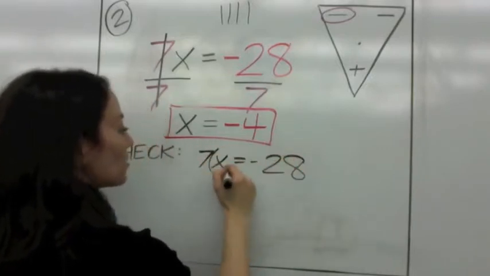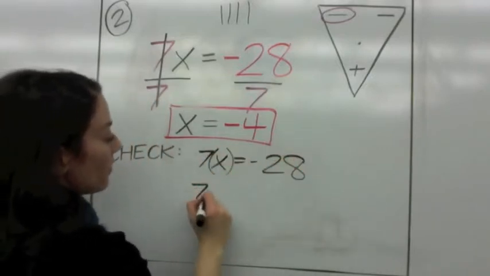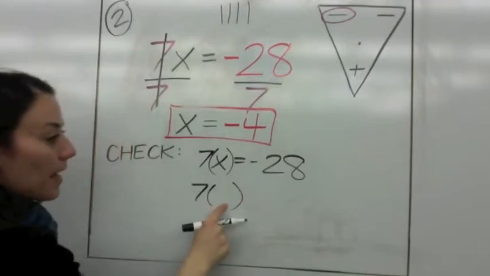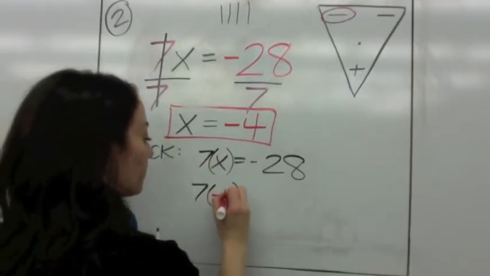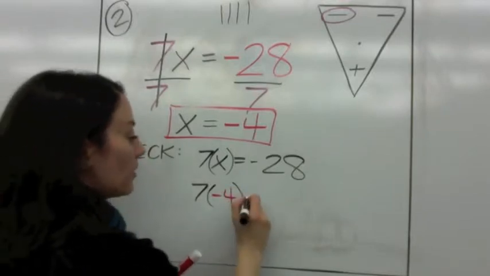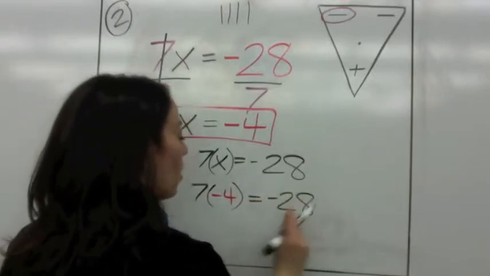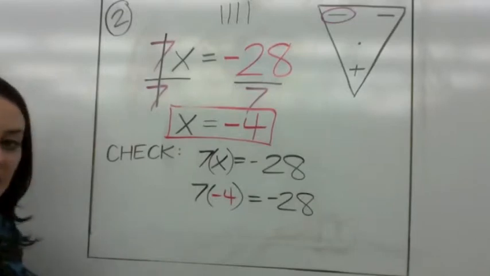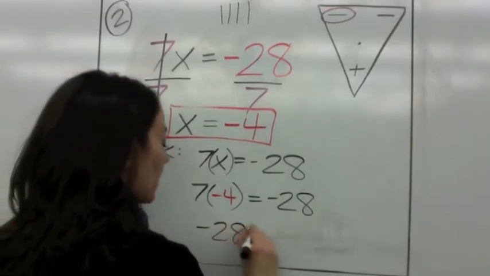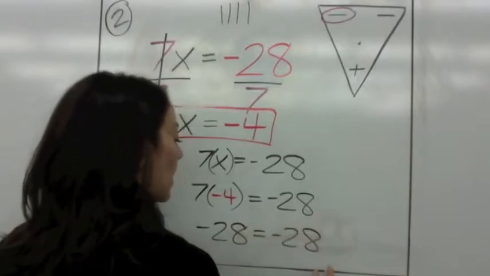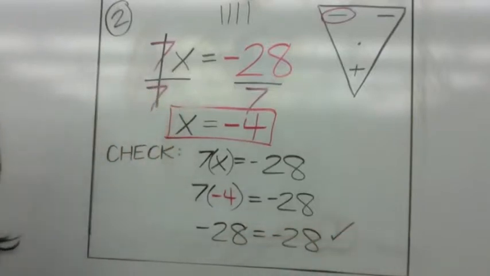Put parentheses around the x. So 7 multiplied by x, what is x? x is negative 4. Multiplying these together, does that give you negative 28? What is 7 times negative 4? Is it negative 28? Yes. So we say negative 28 equals negative 28. Go ahead and put a check.